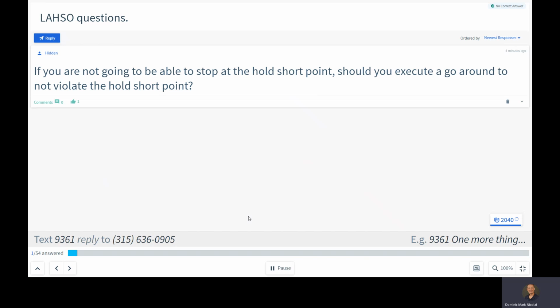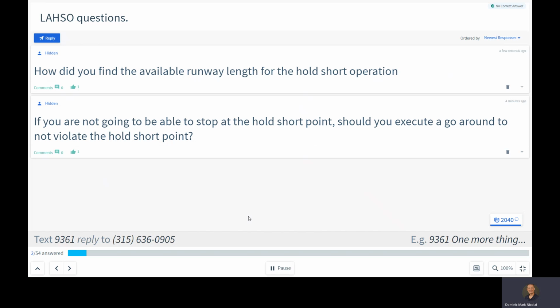All right, if you're not going to be able to stop at the hold short point, should you execute a go-around to not violate the hold short point? I have no idea. You're probably terribly slow at that point, and I have no guidance for you on that one. So sorry. Wow, that's a tough point to be in. That's why it's an advanced maneuver. You've got to be able to plan ahead and make it happen.